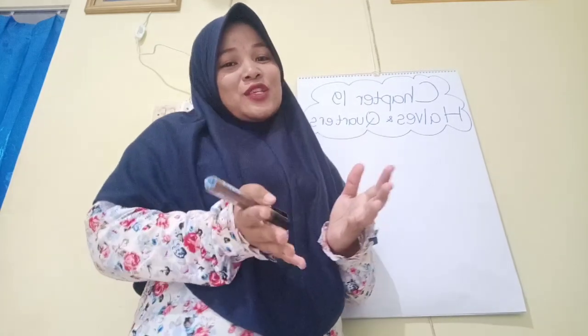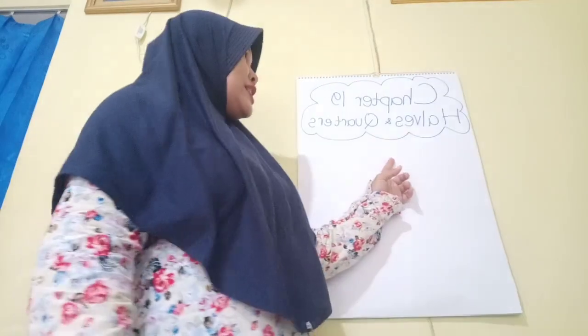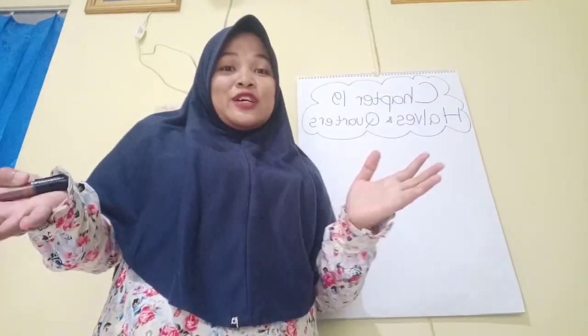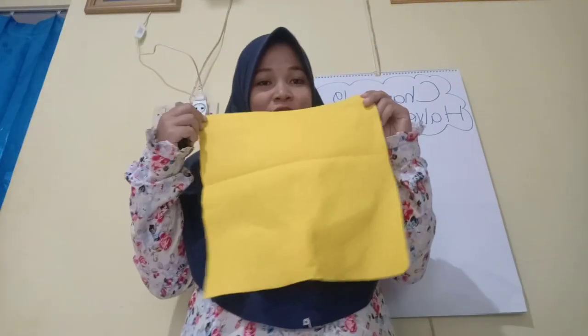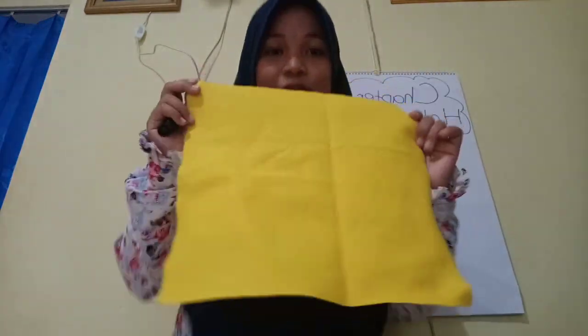Today, Usada wants to explain to you about chapter 19. We study about halves and quarters. I have a rectangle. This rectangle is yellow. All parts of the rectangle are yellow.